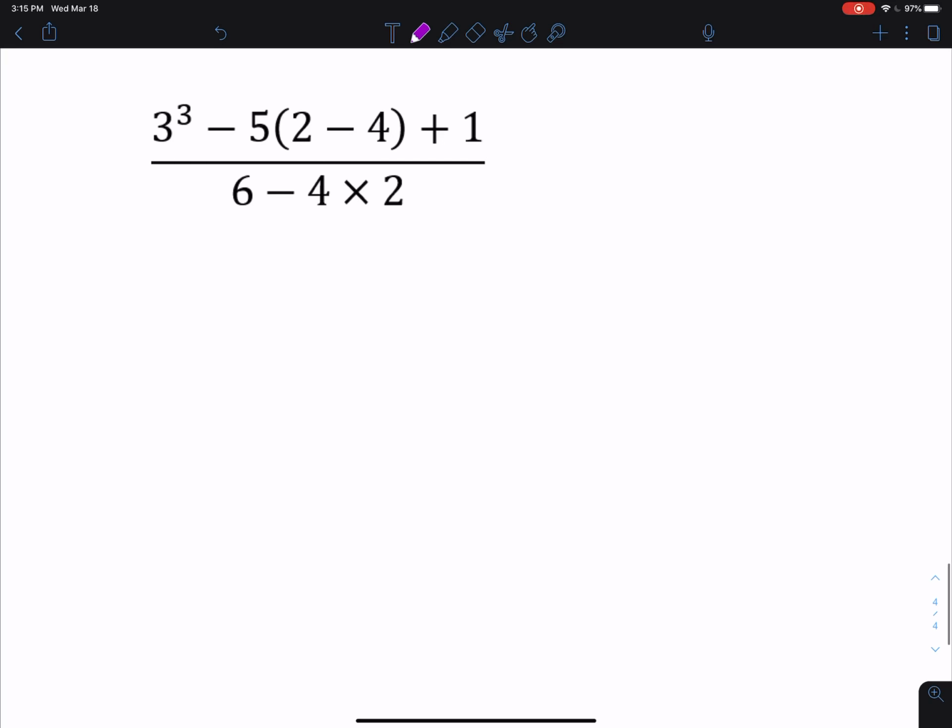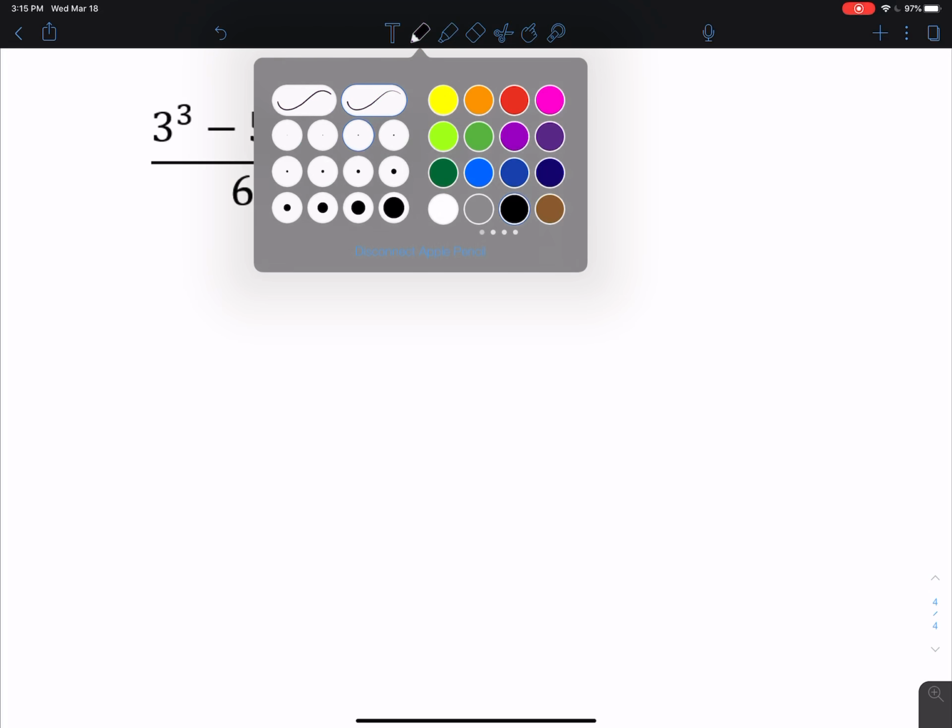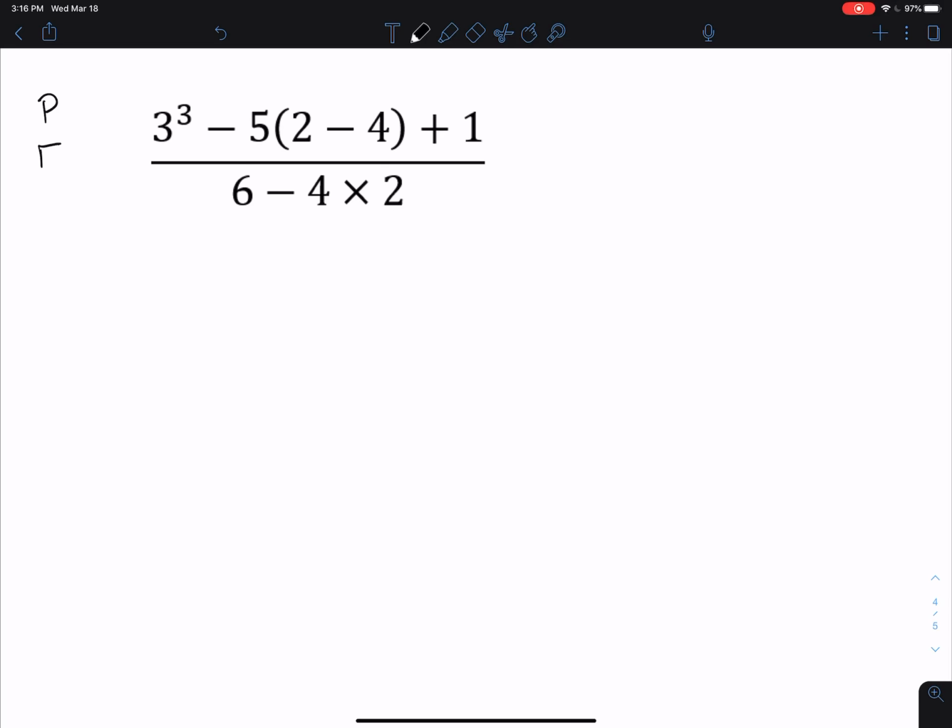Let's look at one more order of operations problem that has a fraction in it. So we have 3 cubed minus 5 times the quantity 2 minus 4 plus 1, all divided by 6 minus 4 times 2. So we're still going to deal with that order of operations. Please excuse my dear Aunt Sally.